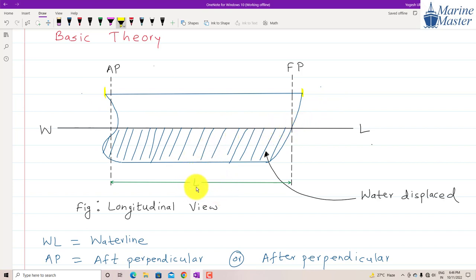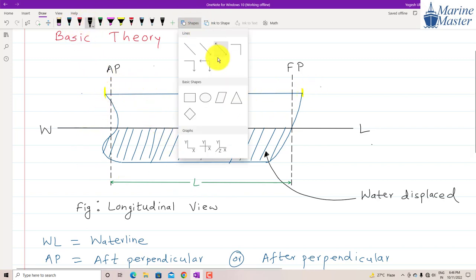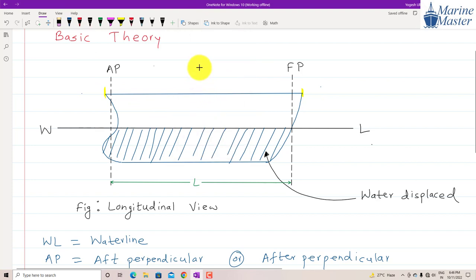L. Now exactly in between AP and FP, we will have one line. Guys, observe this line, exactly in between AP and FP, and that line I will make as a dotted line. Observe this dotted line exactly in between, and that line we will call midship. This line indicates midship or amidship.